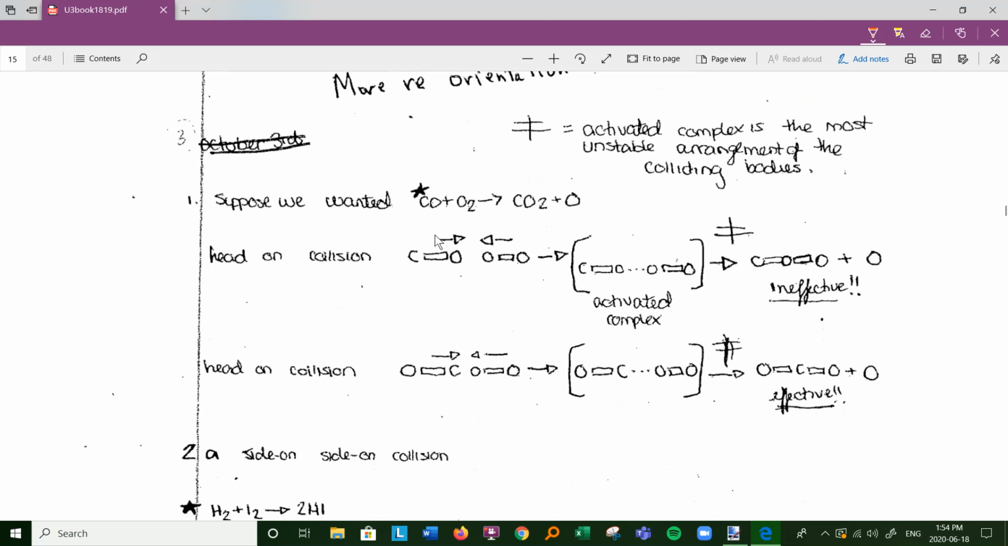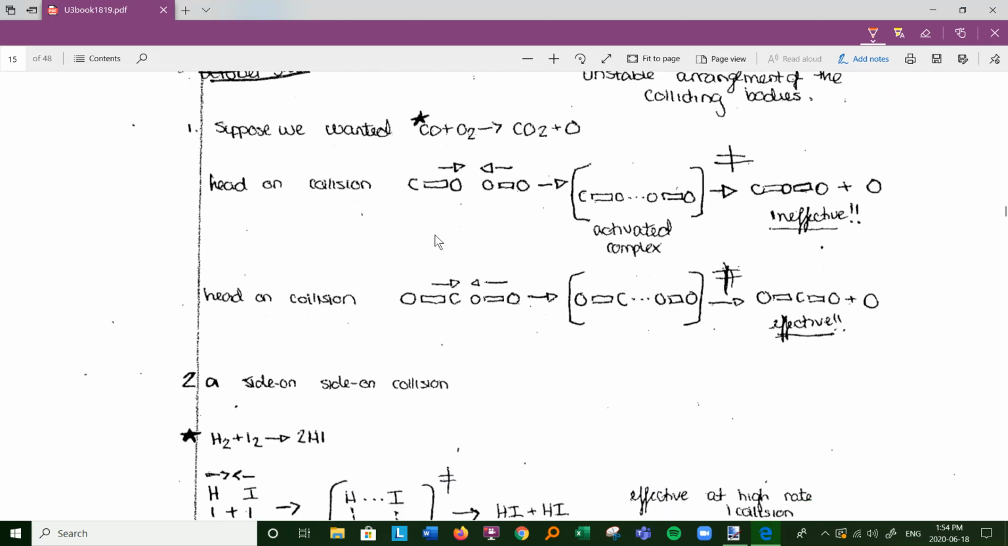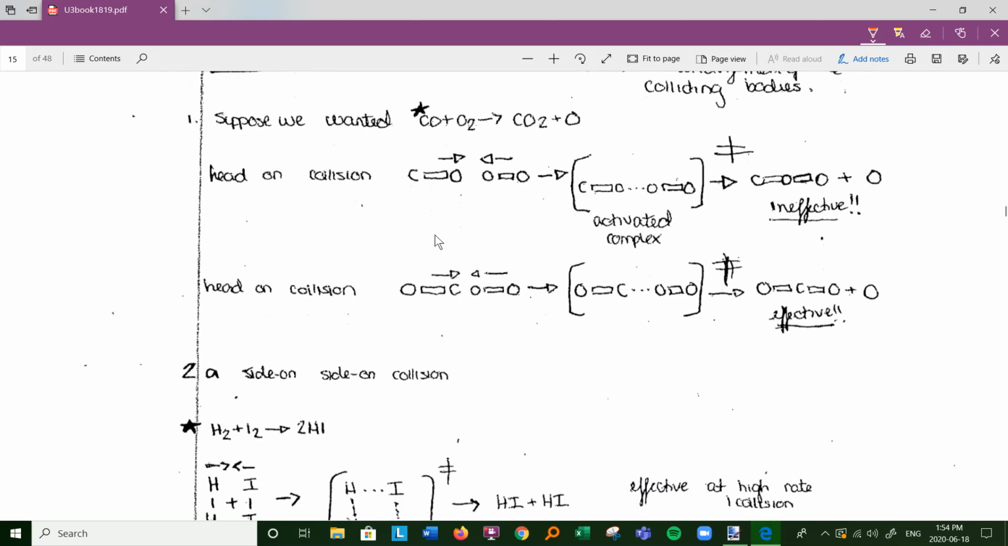Now let's look at some two orientation examples. Let's say we want to form carbon dioxide. So you want carbon in the middle, right? And oxygen symmetrically on either side. So we're going to have carbon monoxide be attacked by oxygen to get carbon dioxide and O. So suppose we want that to happen. We can have a head-on collision where the oxygen end of CO attacks the oxygen end of O2.